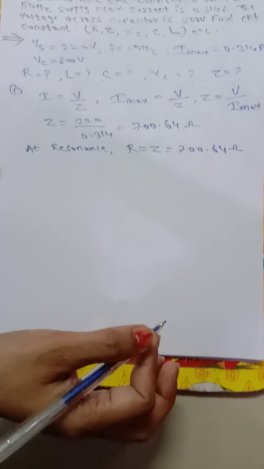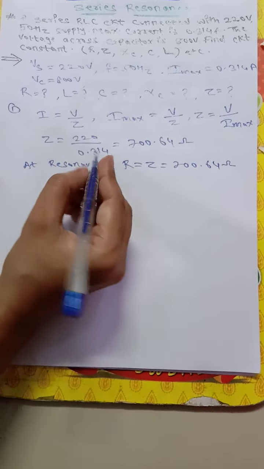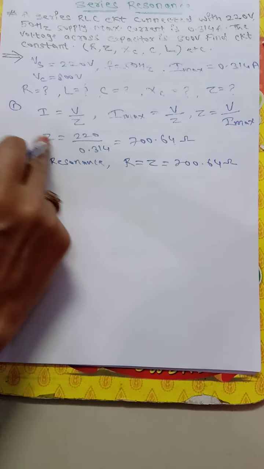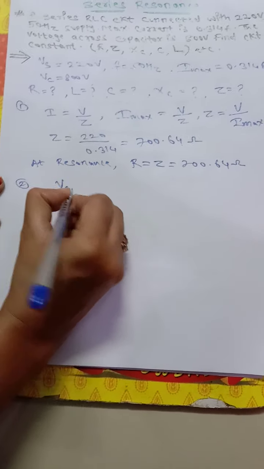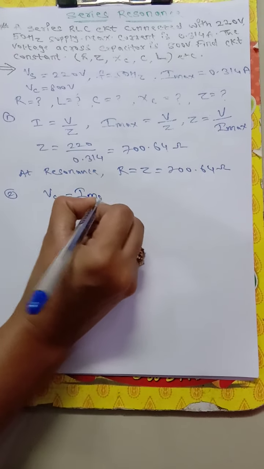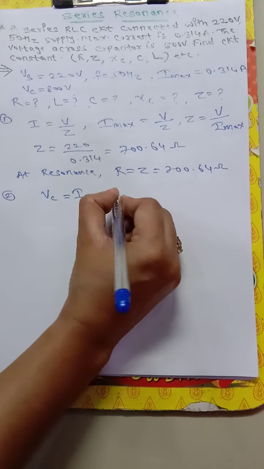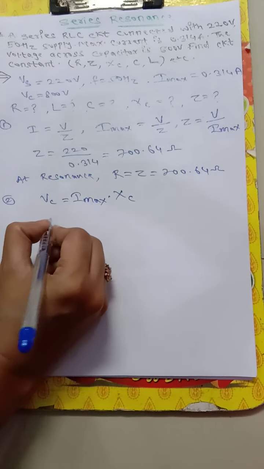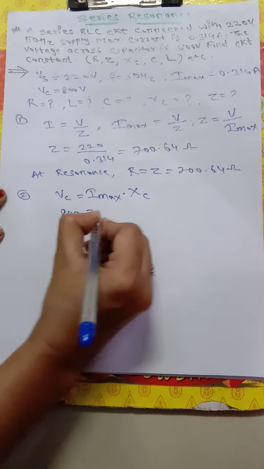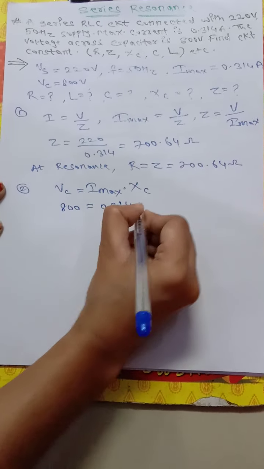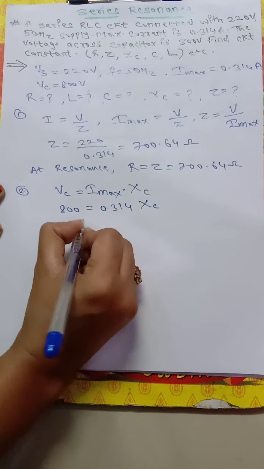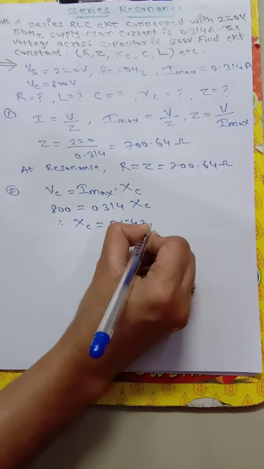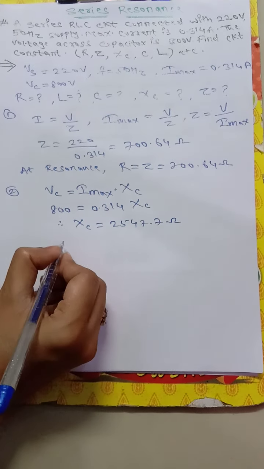Now the second parameter is the voltage drop across the reactance. The first was the impedance. Second, V equals I Z, or V equals I times the reactance, that is the capacitive reactance. The voltage drop across the capacitor VC is 800, and I is 0.314. The unknown parameter is XC. In this way you can calculate XC equals 2547.7 ohm, the capacitive reactance.